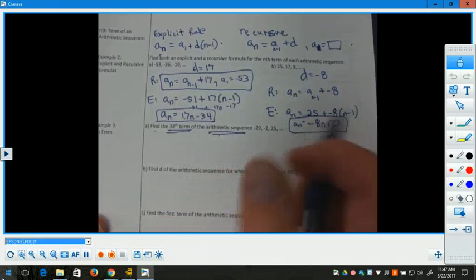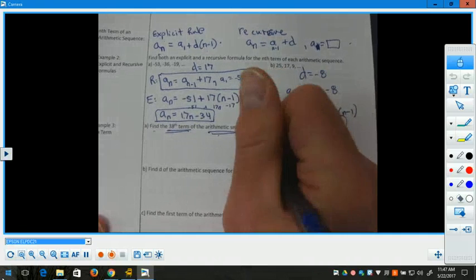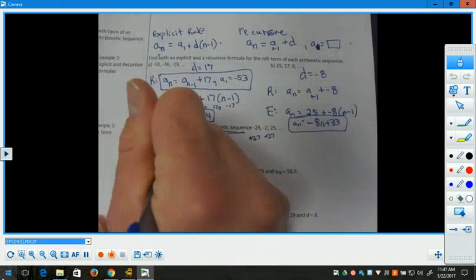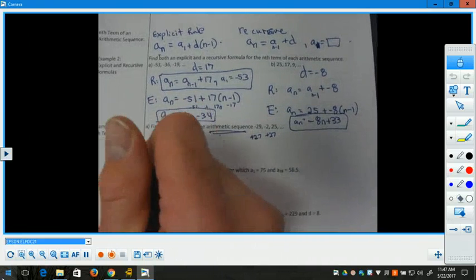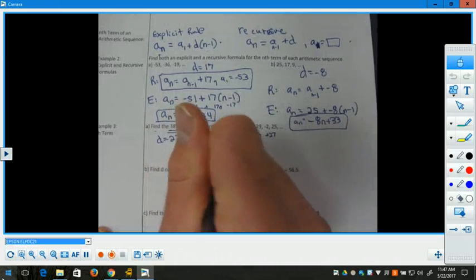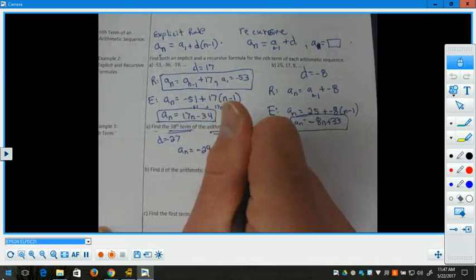So 25 minus negative 2 is 27. Negative 2 minus negative 29 is also 27. So our common difference is 27. This makes our arithmetic rule a sub n equals negative 29, our first term, plus d, which in this case is 27, times n minus 1.